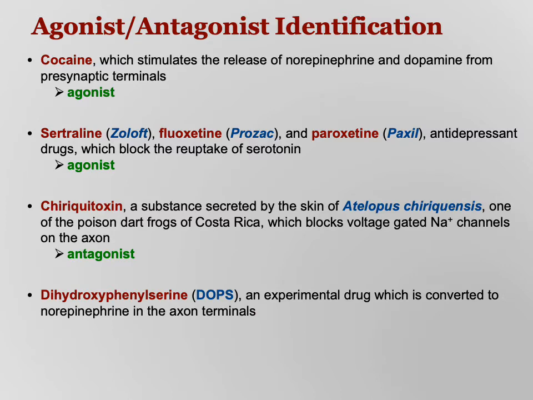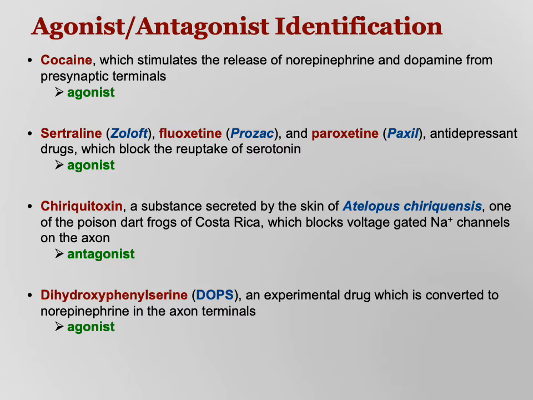Dihydroxyphenylserine, an experimental drug converted to norepinephrine in the axon terminals. So if you take this drug, your body will turn this drug into norepinephrine, which is a neurotransmitter. Therefore, what's this drug going to do? Is it going to cause you to have more neurotransmitter or less? Yeah, so you're going to have more because it turns it into neurotransmitter.